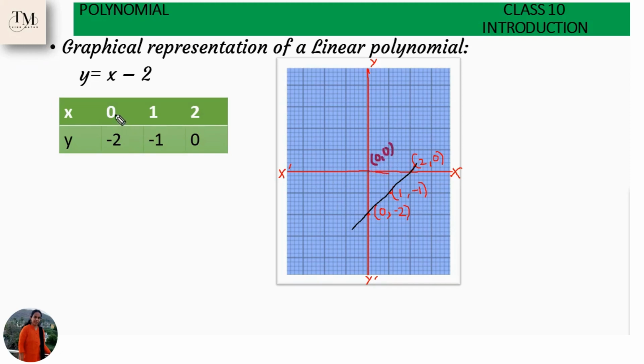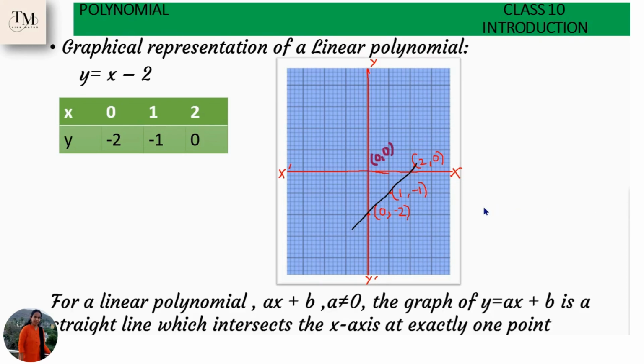The first value is when x is equal to 0, y is equal to minus 2. So x is 0, and y is equal to minus 2 comes here. Next, when x is equal to 1, y is equal to minus 1. So x is 1 here, and minus 1 for y will come down. So 1 comma minus 1, then 2 comma 0 is here. If we join all the points, we get a straight line.